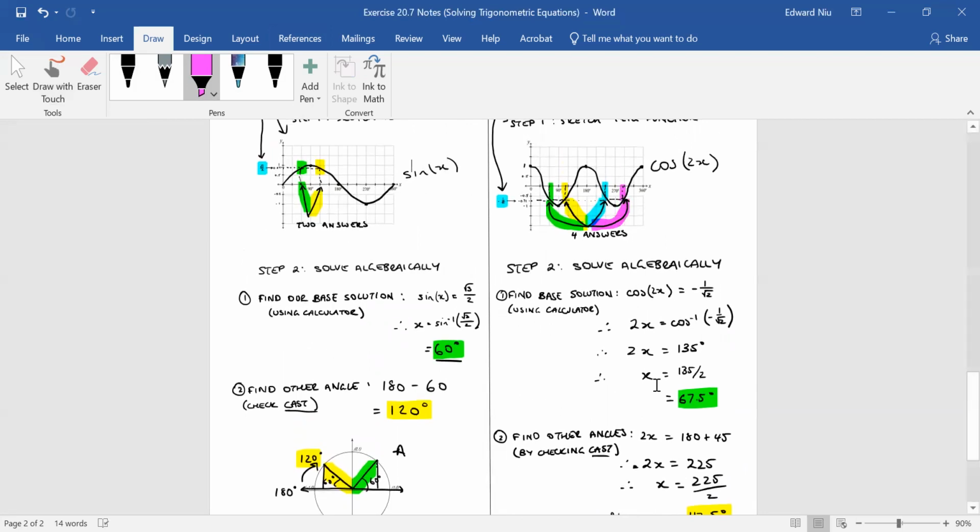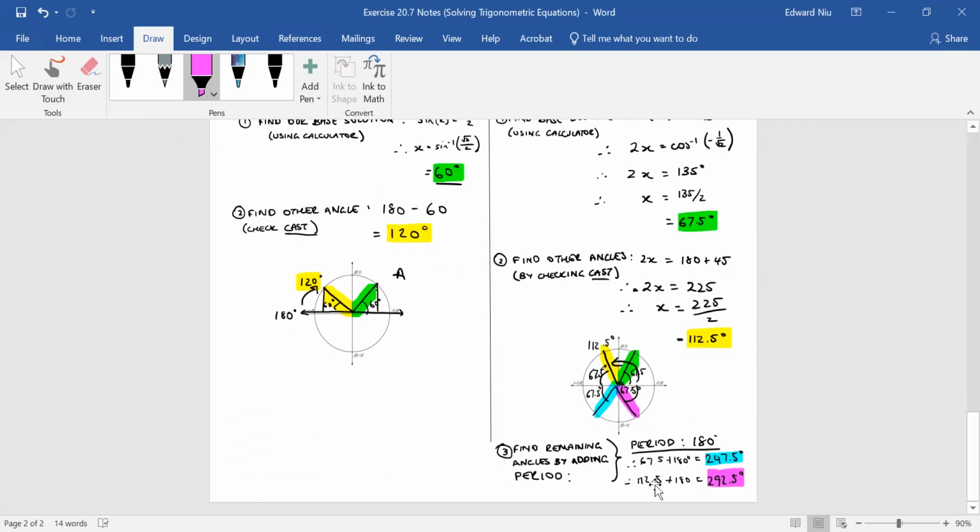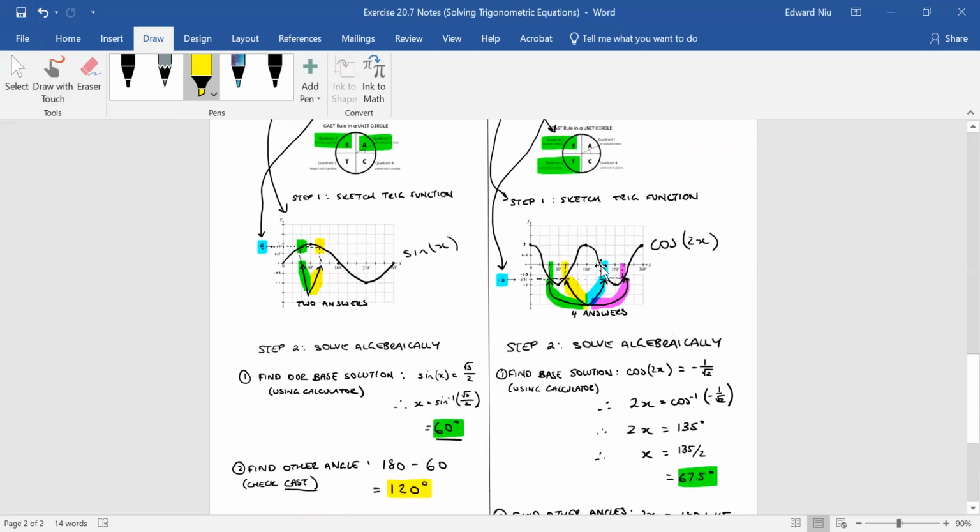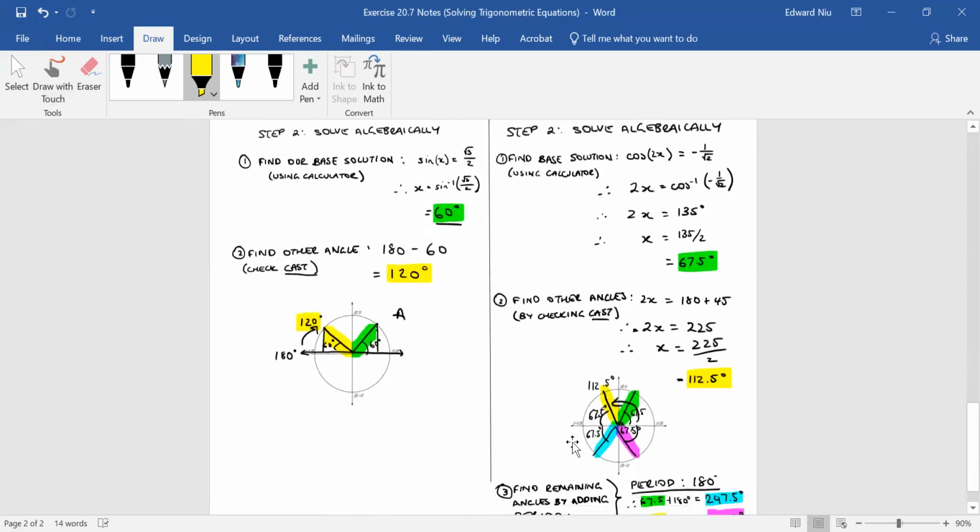Where did we get these ones from? Just from the answers above. So there's 67.5. That's meant to have a point there. In yellow, 112.5. And then the period is obviously what happens once we sketch the graph. So make sure you follow the steps closely. Might have been a lot to digest, so do ask if you have any questions. But that's it from my end.